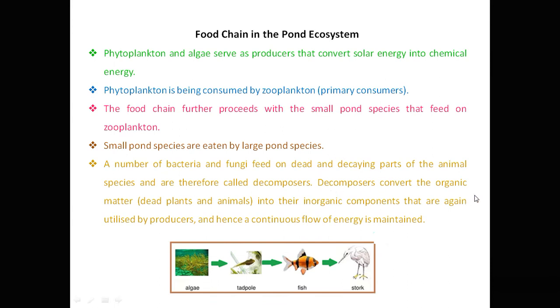Now decomposers convert the organic matter into inorganic components that are again utilized by the producers, and hence the continuous flow of energy is maintained in the pond ecosystem. Now here in the picture I've shown you the food chain. Algae is eaten by the tadpole. Tadpole is eaten by a big fish, and this big fish is eaten by the stork. So this is an example of a food chain in the pond ecosystem.